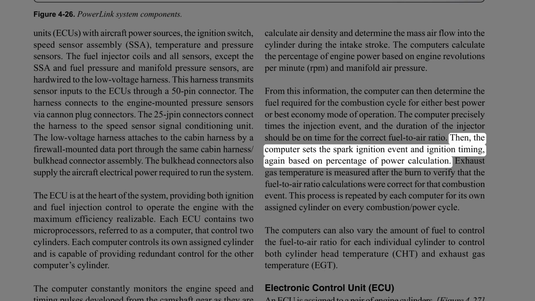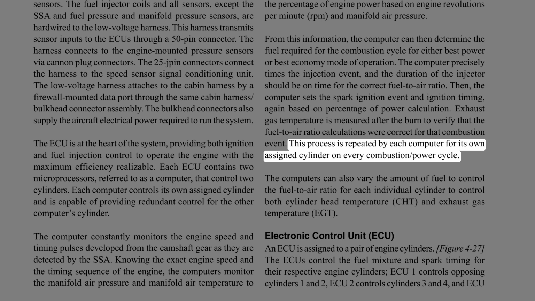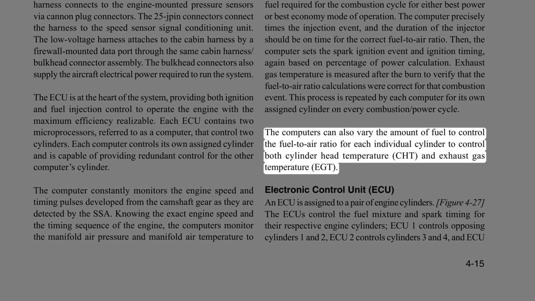Then, the computer sets the spark ignition event and ignition timing, again based on percentage of power calculation. Exhaust gas temperature is measured after the burn to verify that the fuel-to-air ratio calculations were correct for that combustion event. This process is repeated by each computer for its own assigned cylinder on every combustion power cycle. The computers can also vary the amount of fuel to control the fuel-to-air ratio for each individual cylinder to control both cylinder head temperature, CHT, and exhaust gas temperature, EGT.